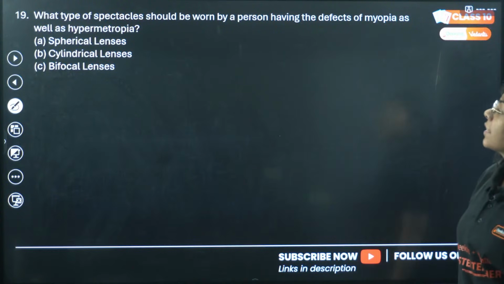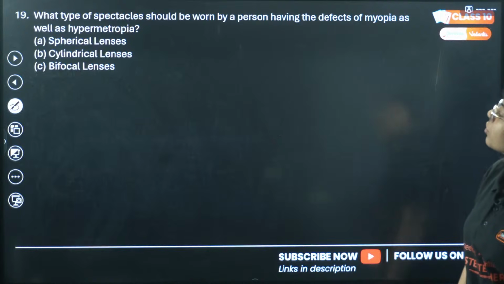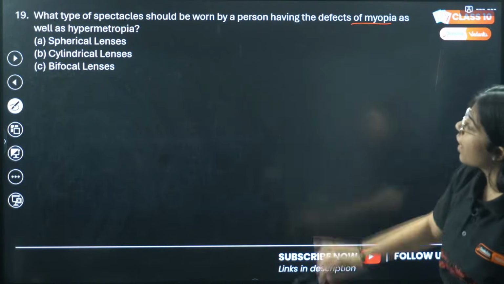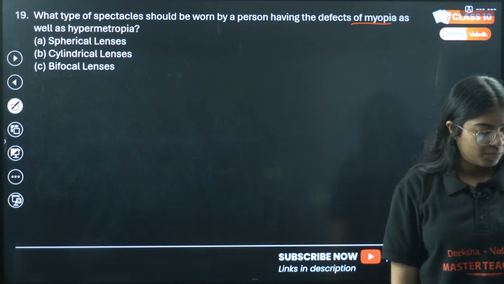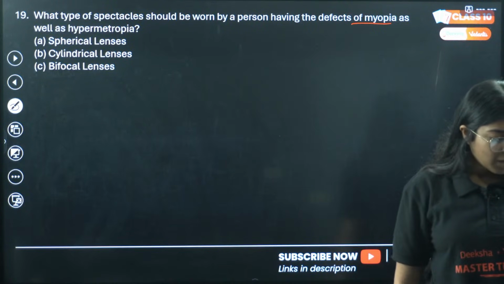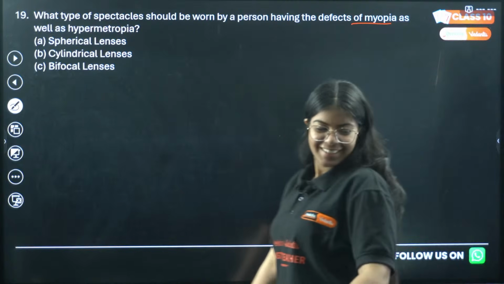Okay. Let's see. What type of spectacles should be worn by a person having the defects of myopia as well as hypermetropia? Hi, Ram, Manish. I remember you clearly. Okay.